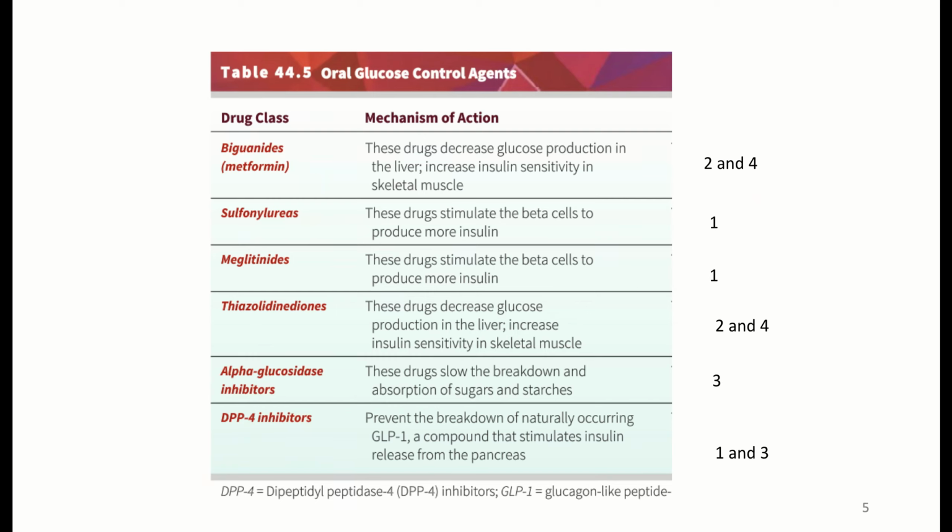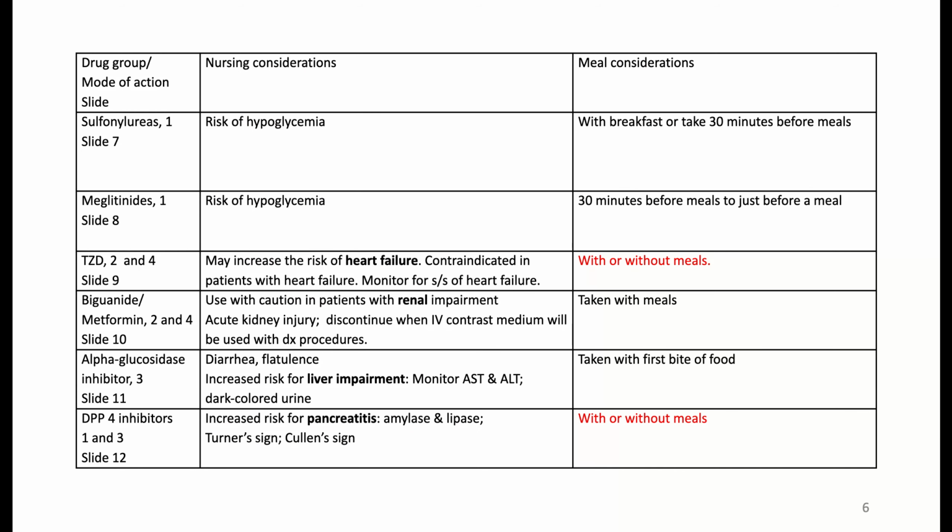This table came straight from your textbook. All I can say is you need to know this table by heart. I don't need to read this table for you. All I can say is you also need to know this table by heart.